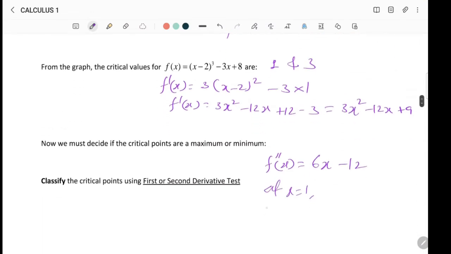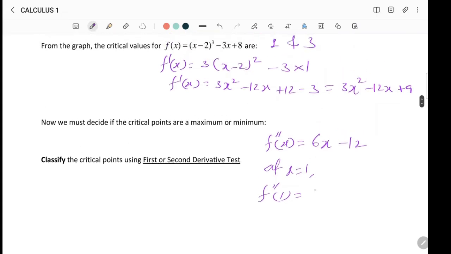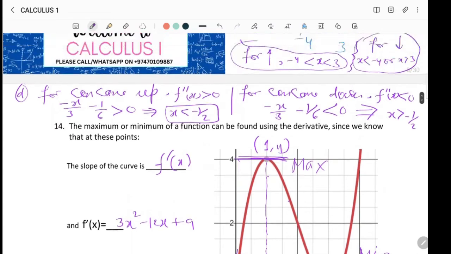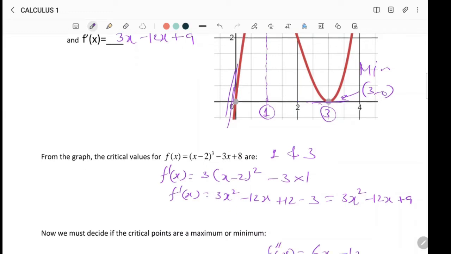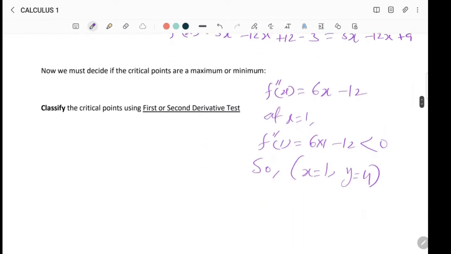At x equals 1, it's max, so it should be negative. So put 1, 6 times 1 minus 12, negative, right? So yes. When x is 1, what is y by the way? When x is 1, put in this. Where is f x? Put here. 1 minus 2 whole cube, that's minus 1. And minus 3 minus 4, minus 4 plus 8, 4. And by the way, with the graph also we found it already. So guys, 1, 4 is the point of maximum.